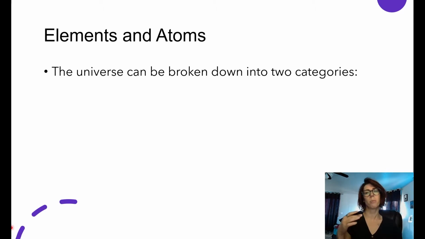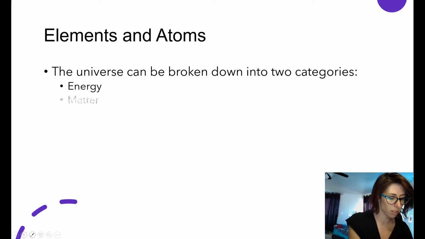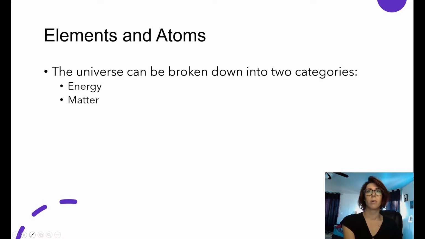So we could break down all the stuff in the universe into two categories. We have energy and we have matter. Matter is all the stuff that you can touch, the physical material aspect of the universe. And energy is sort of like power, the potential to make things happen. Without energy, matter would be unmoving. It would be stationary. It would be frozen in place. Nothing would be moving in the universe. Nothing would happen. Nothing would change.